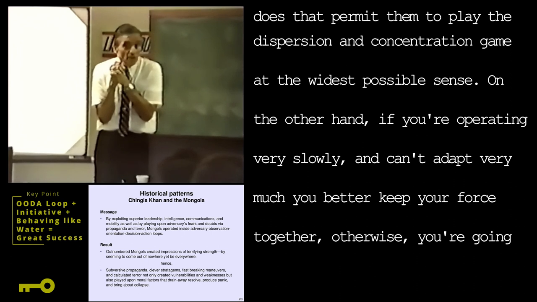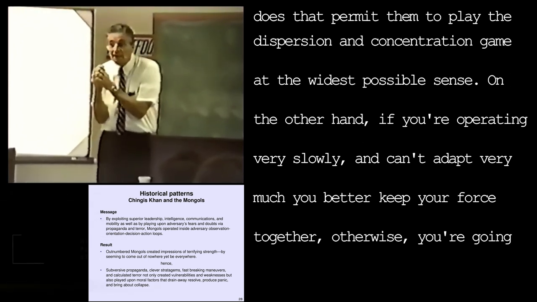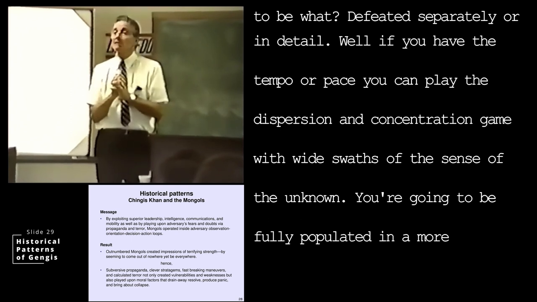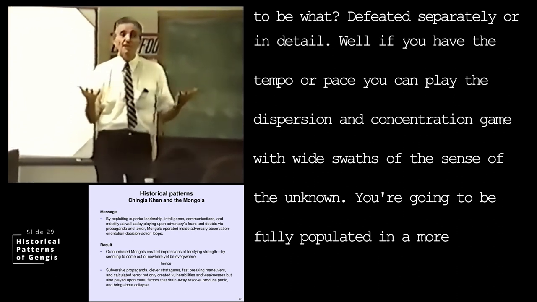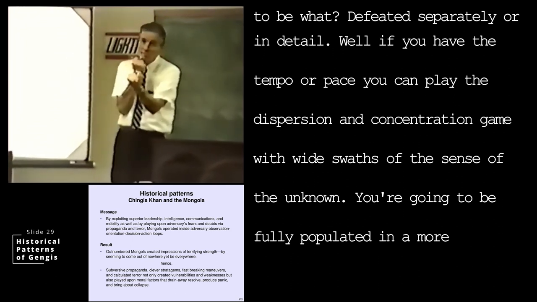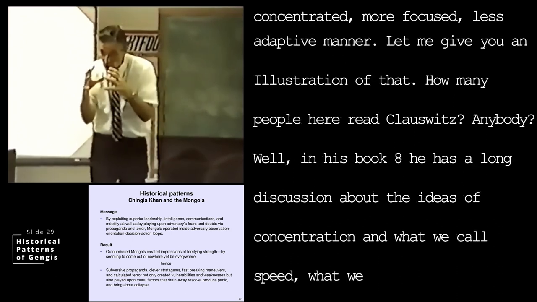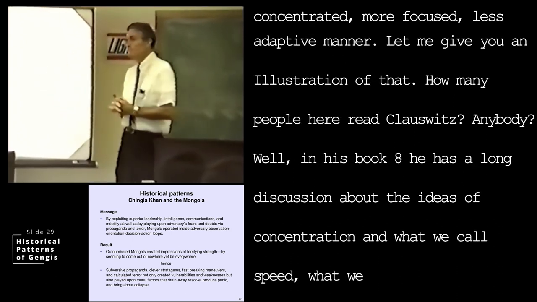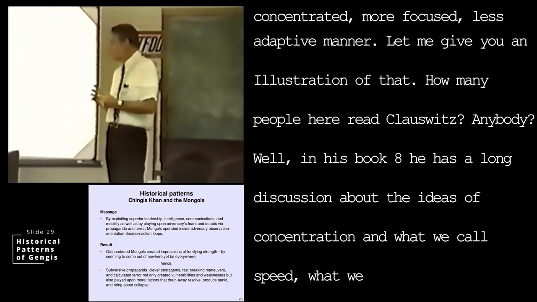On the other hand, if you're operating very slowly and can't adapt very much, you better keep your forces together, otherwise you're going to be what? Defeated separately or in detail. Well, if you have the tempo or pace, you can play the dispersion and concentration game in the widest possible sense. If you don't, you would be forced to operate in a more concentrated, more focused, less adaptive manner. Let me give you an illustration of that.